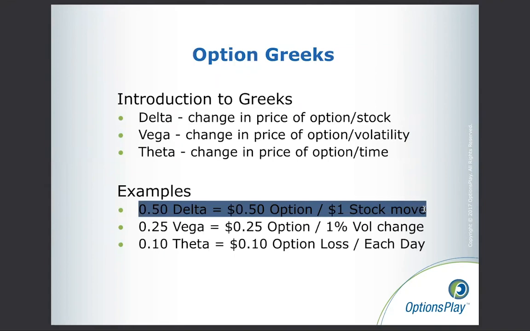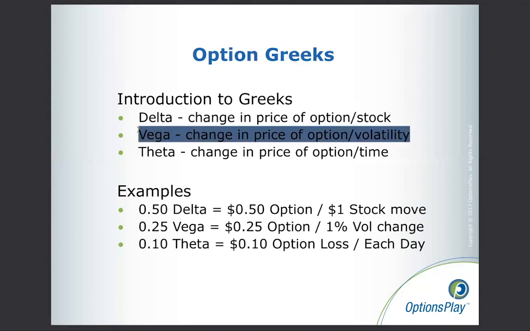So if you buy a call option and the stock goes up by $10, you should expect the option price to go up by half as much, $5. Okay, that's what delta tells you. But again, you don't have to calculate this. Options Play will actually calculate for you what the option price will be worth depending on where you think the stock's going to go.